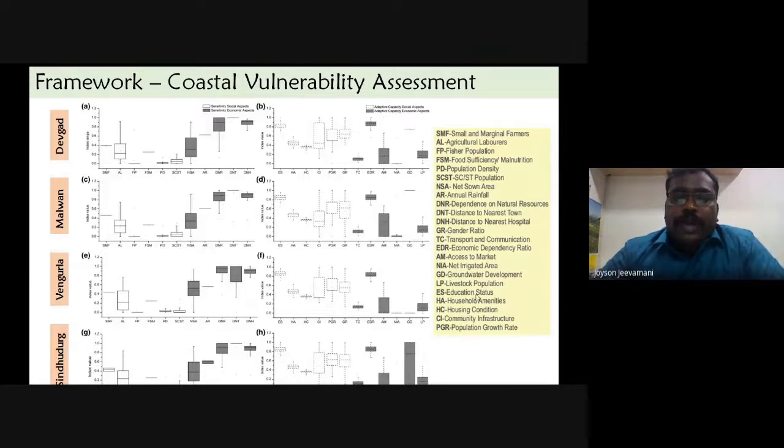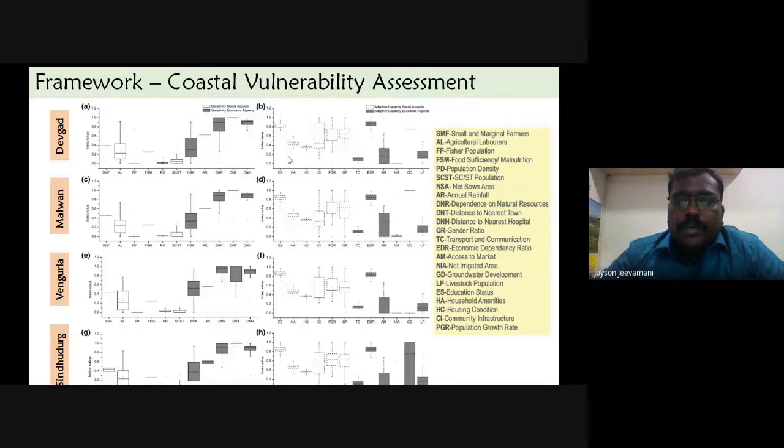So this is parameter wise. Already told we have 23 indicators. For sensitivity, we have two, social and economic. So social are these, economic indicators are these, and for adaptive capacity again social and economic aspects. So these are the index values mapped here. Here we can see how the indicators are dispersed.